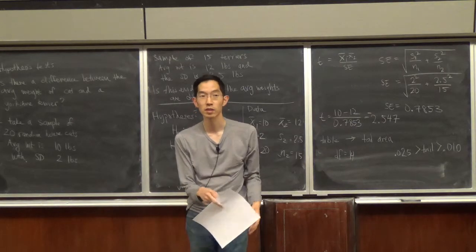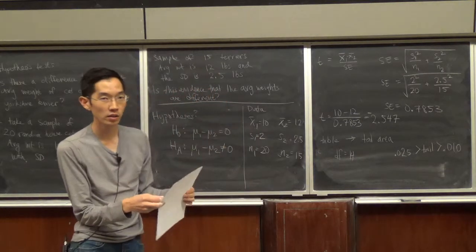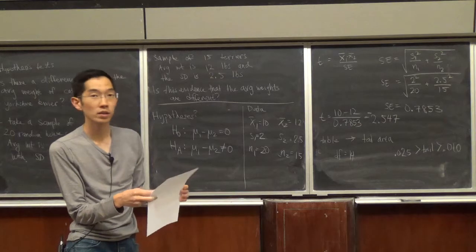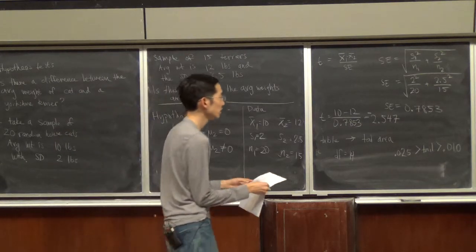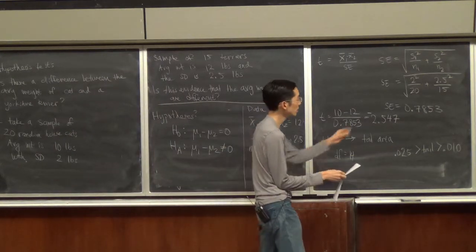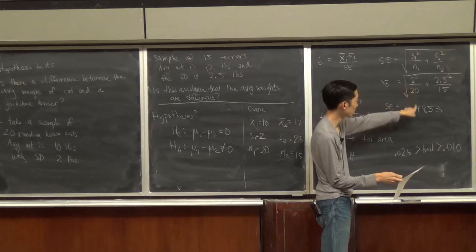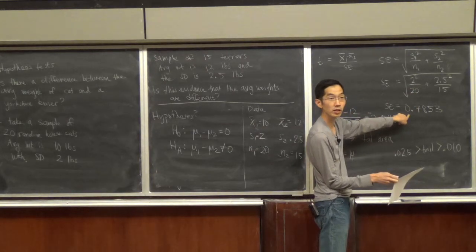Yes? I got a different answer. How did you get 0.785? So, you're having trouble getting this as your standard error?